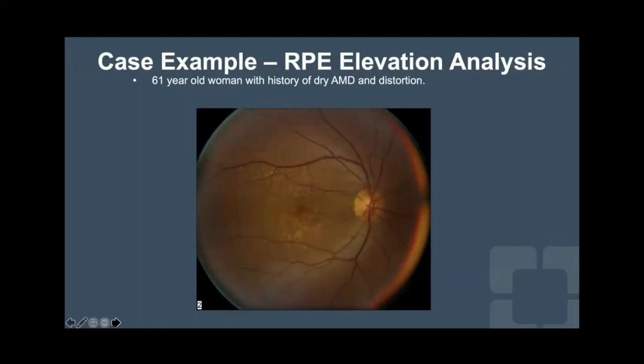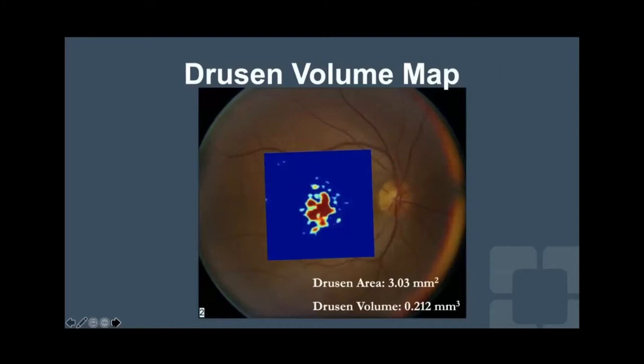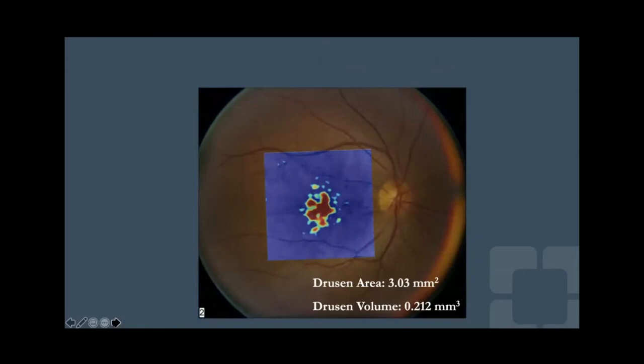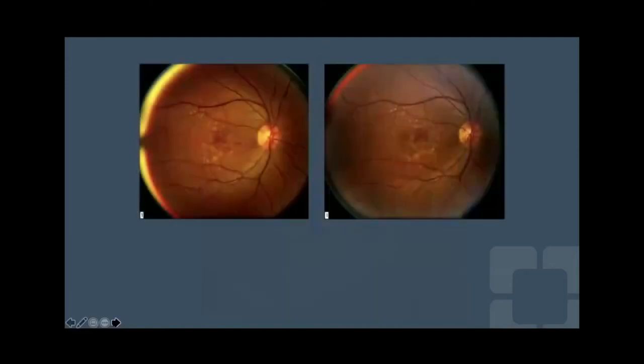state. Here's an example of a patient, a 61-year-old female with a history of dry AMD and distortion. And you can see clearly on the examination, this patient has a large soft drusen present. You can look at the OCT map, which is the IR image, and get a drusen area and drusen volume from your current OCT devices through the advanced RPE elevation software that's embedded within each of our ZEISS devices. Now, using this, we can look at the quantification of this value over time.